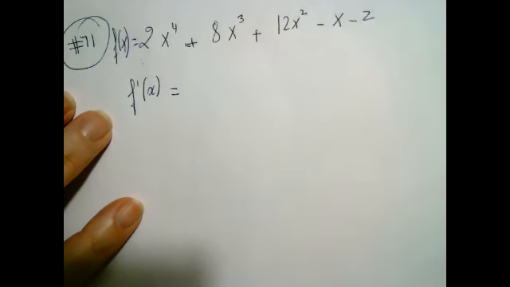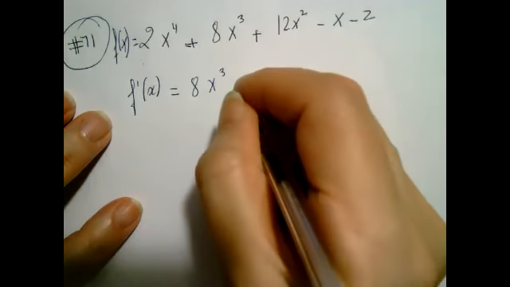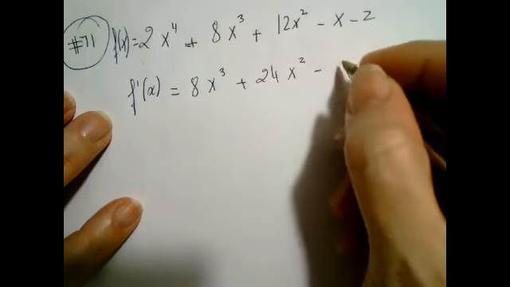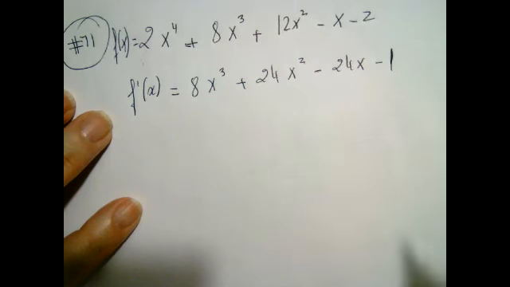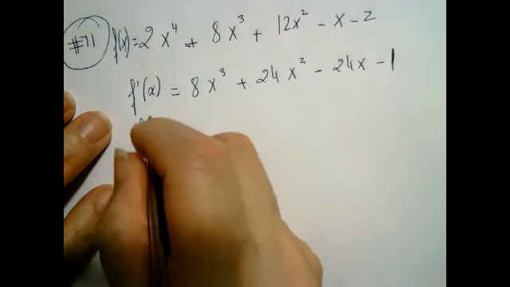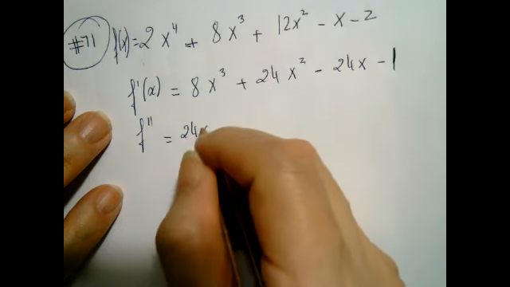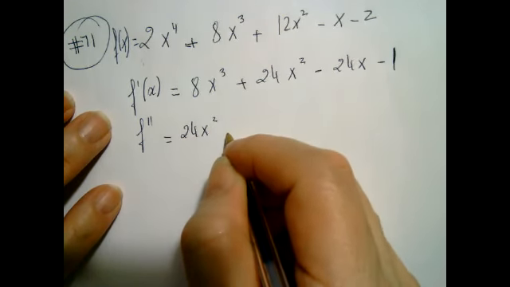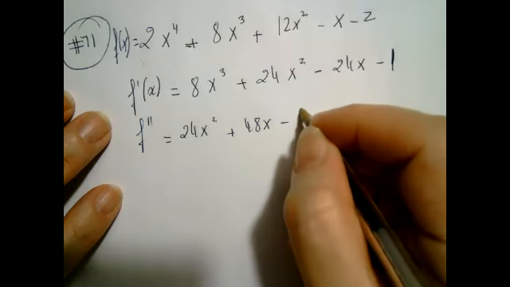Okay. So let's see, that's 8x cubed plus 24x squared. So it's the same ideas, nothing really, minus 1. And f double prime is 24, okay, plus 48x minus 24.